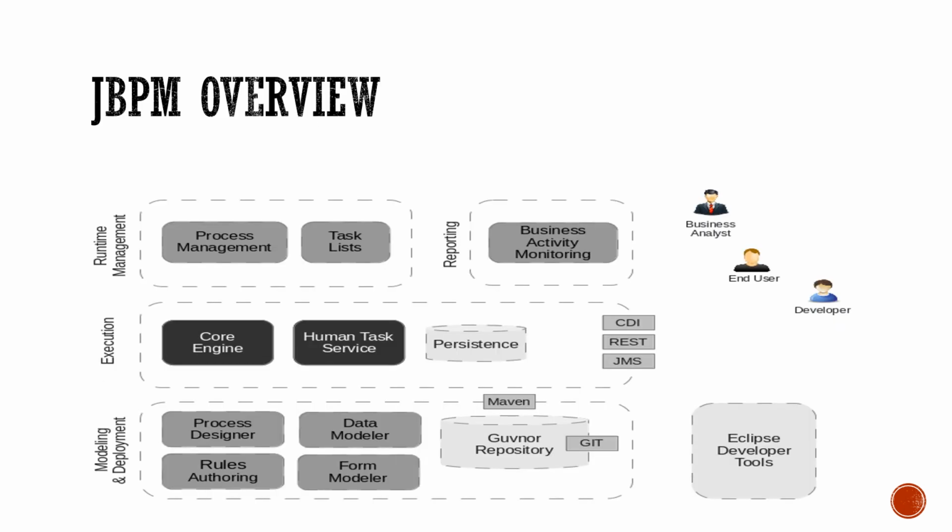So as an overview, it has a runtime management where it manages the processes and the tasks which it creates as an instance. There is a reporting part where you can have a dashboard for your processes which is included in the product itself. So business analysts can interact with these things for their day-to-day work. There is an execution part where the core engine executes all the deployed processes. There is a human task service which is used for the user interface with respect to the process.